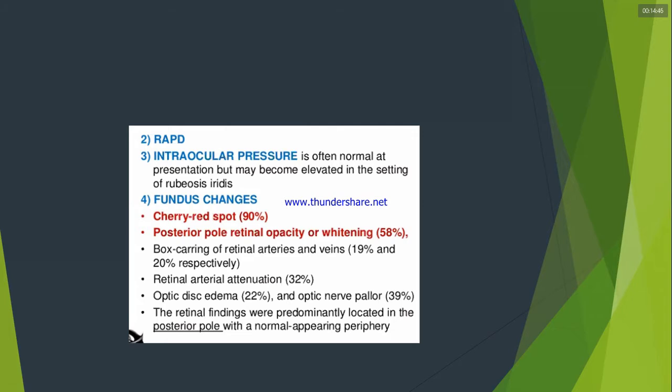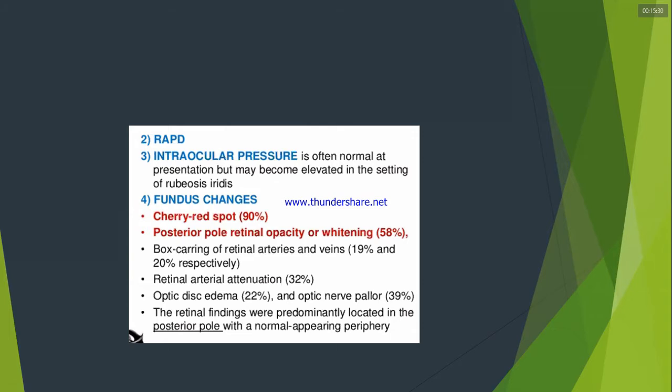On fundus examination, the cherry red spot is seen in 90% of cases, and posterior pole retinal opacity or whitening is seen in 58% of cases. So in the retina, you will not see the normal pink texture; you will see a whitish, opacified retina. Box-carring of retinal arteries and veins is seen in 90 and 20% respectively. Retinal and optic disc edema is seen in 22% of cases, along with optic disc pallor. The retinal findings were predominantly located in the posterior pole with a normal-appearing periphery.